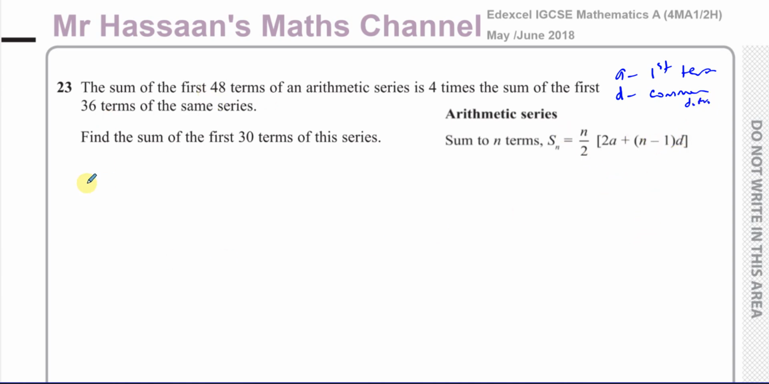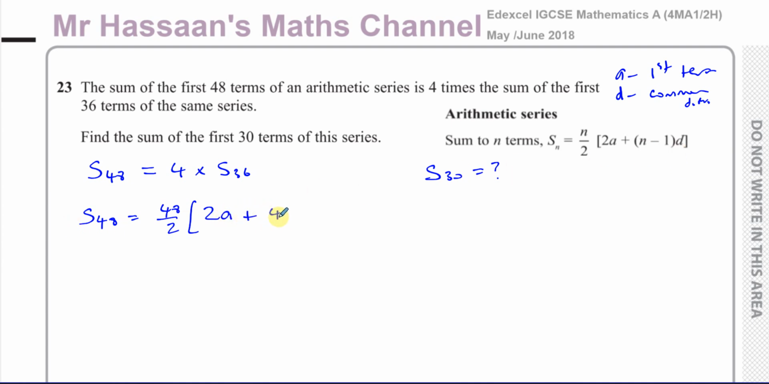So what we can say is that the sum of the first 48 terms is 4 times the sum of the first 36 terms, and we have to find the sum of the first 30 terms. Let's write down some expressions. The sum of the first 48 terms is 48 over 2, n over 2, times (2a plus (48 minus 1), so 47, times the common difference d).